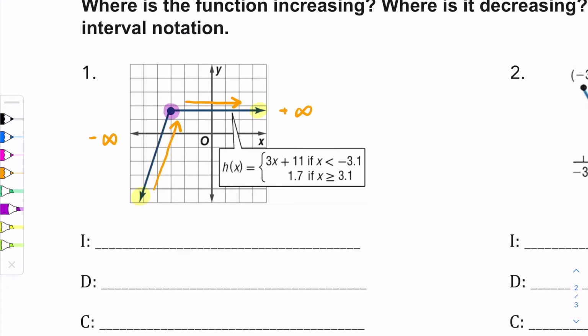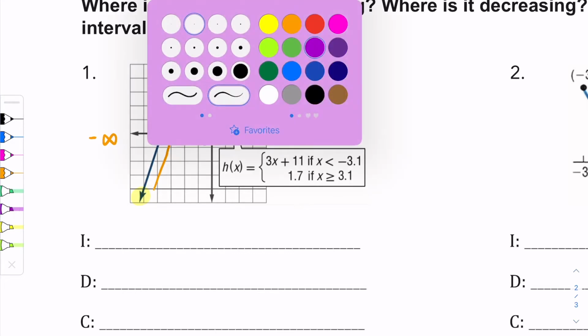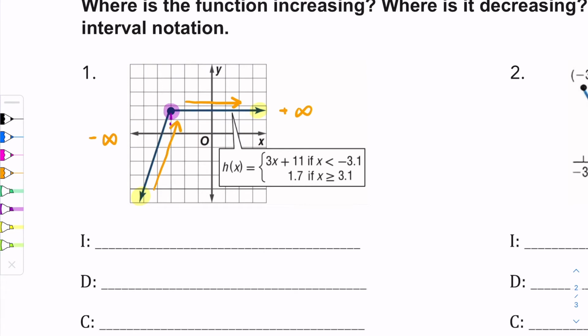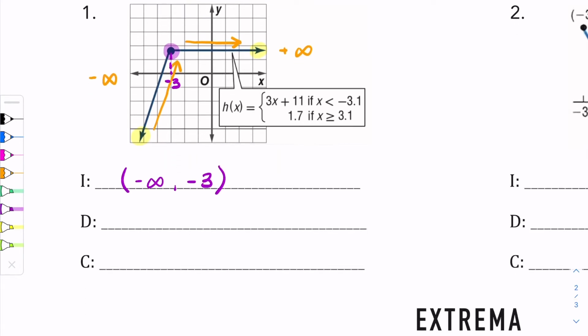Right here is our turning point, and that point is not marked for us, but we can see that the x value is at -3. So we have an increasing interval from negative infinity to -3. At -3, for an x value, it changes direction. At that point, it becomes a constant interval from -3 to positive infinity.